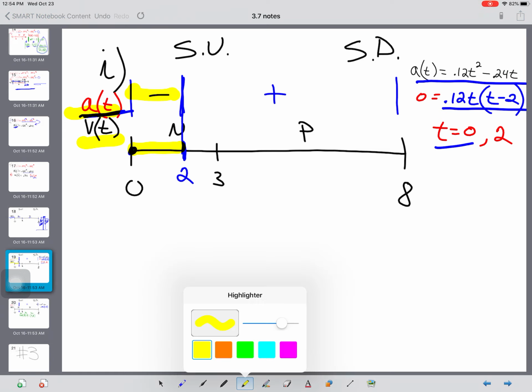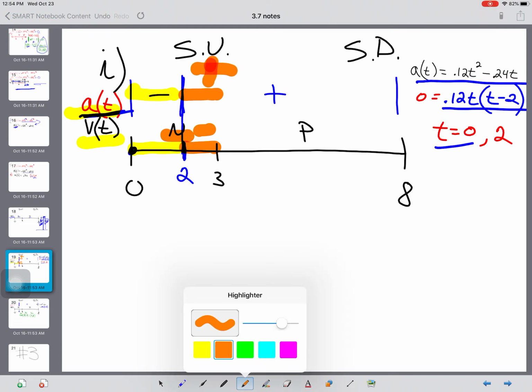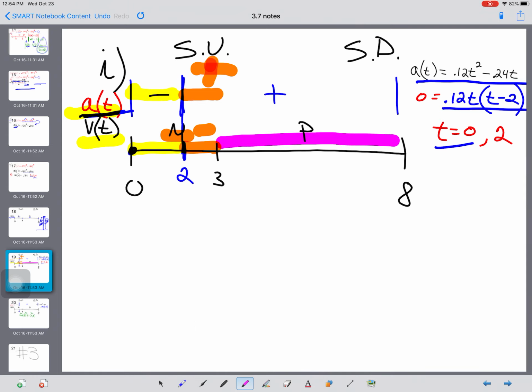Now the next one, from 2 seconds to 3 seconds: the velocity is still negative, but now the acceleration is positive. So in this case, this is negative, this is positive. Now it's slowing down, when they're in opposite directions. After 3 seconds, though, this is positive and this is positive, and so now it starts to speed up again.